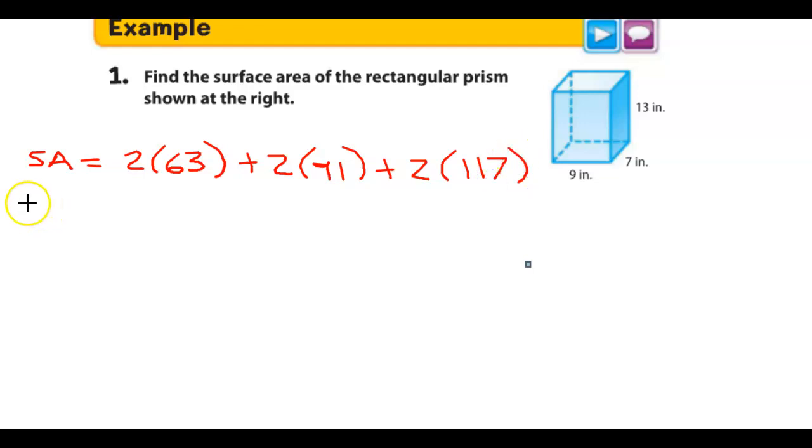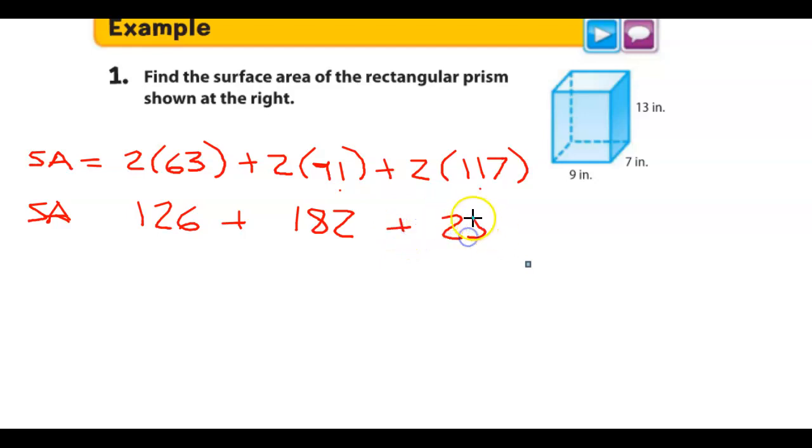Okay, so then the surface area is just going to be 2 times 63, which is 126. We've got 2 times 91, so that's going to give me 182. And I have 2 times 117, which gives me 234. And then I'm going to add everything together. And after I add everything together, then I'm going to get 542.